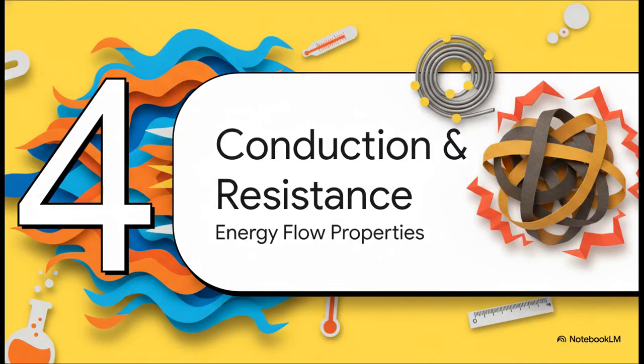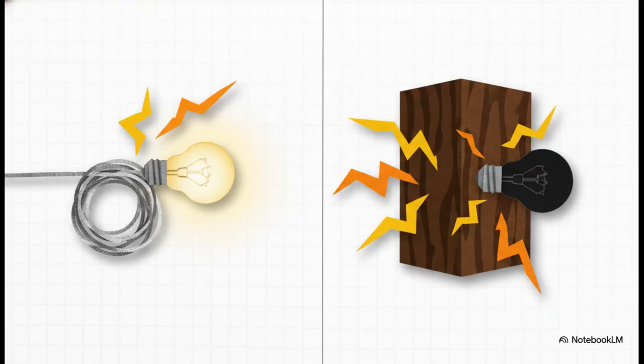Okay, Section 4, conduction versus resistance. Let's see how physical traits determine energy flow. You've got to guide your students through a really critical contrast here, differentiating between conductivity and insulation. Conductivity is the property of matter that allows energy to flow easily, right? So you'll teach them about electrical and thermal conductors like metals.